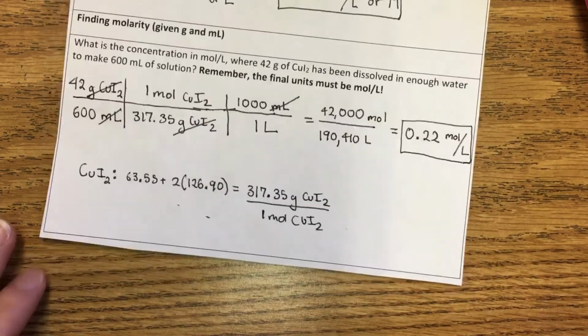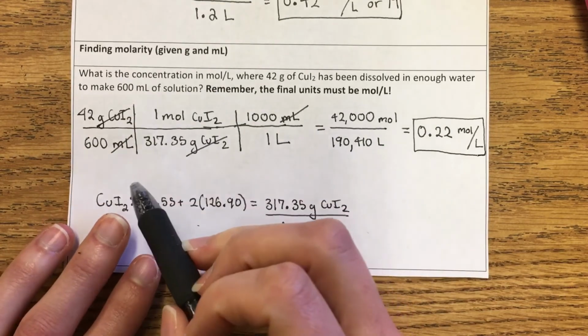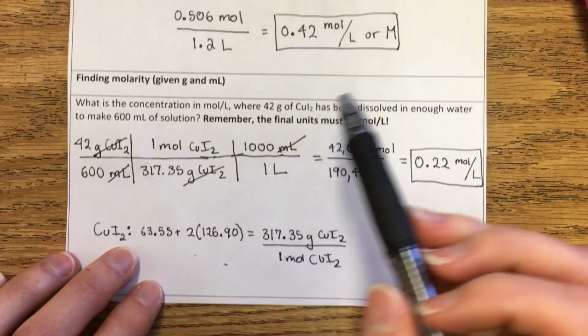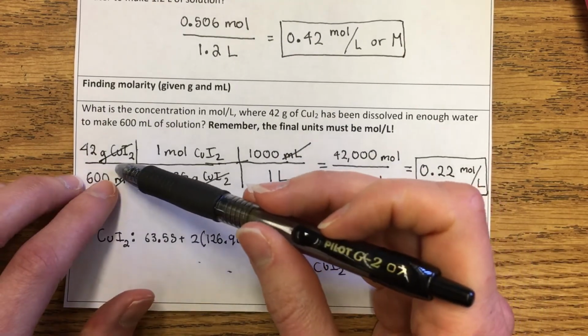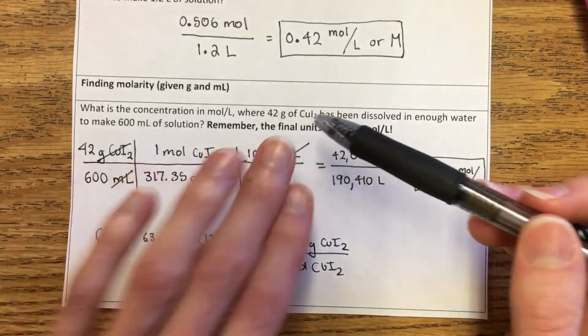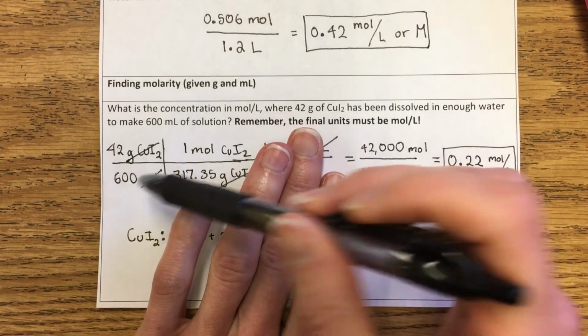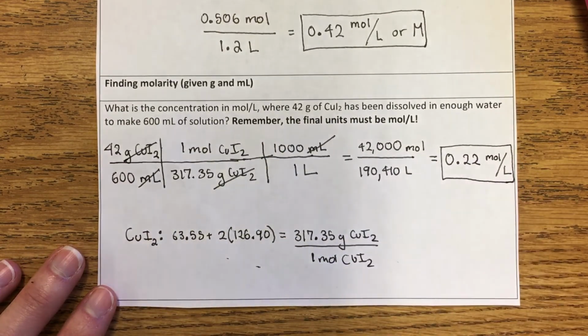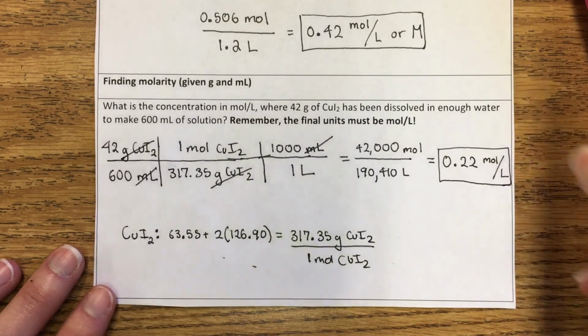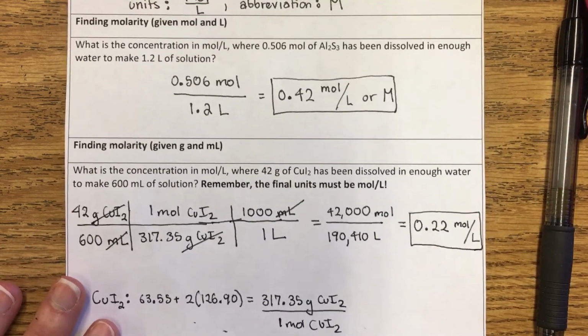And that's how you find molarity when they give you something other than moles and liters. Now, if they had just given me liters here, I wouldn't have to do this step. I could stop right here, because then I'd have moles over liters. But since they gave me milliliters, I had to do both of these conversions. All right, so let me know if you have any questions. That's how you solve for molarity.